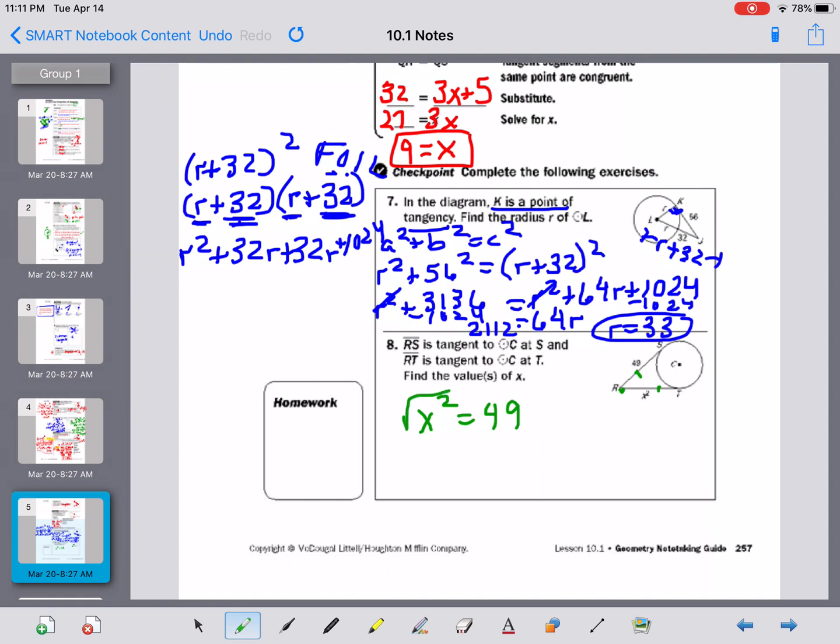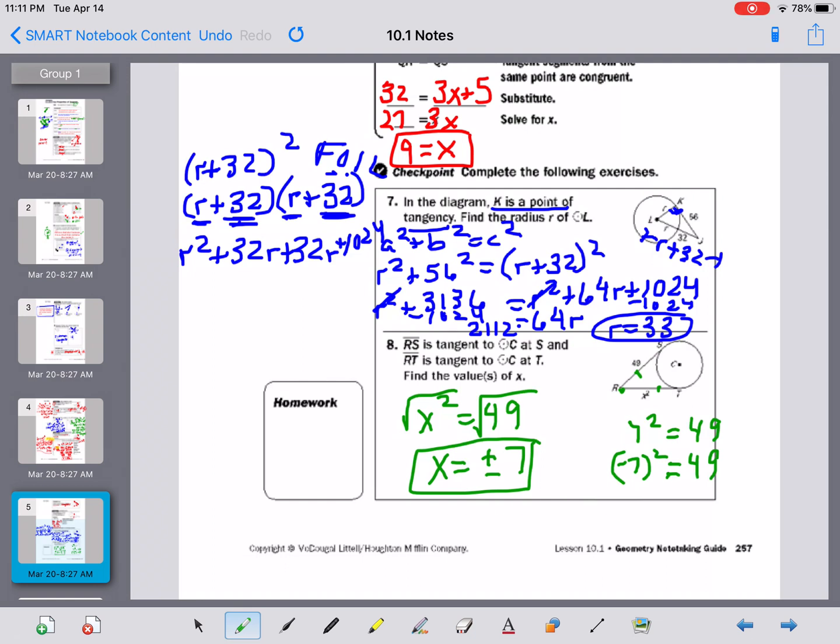Don't forget it could be plus or minus 7. I'll do a check just to make sure it works. If I plug in positive 7 and square it, I get 49. If I plug in negative 7 and square it, I still get 49. So technically on this one, both answers will work. So I'm going to get two answers there instead of just one. Always double check. Sometimes you'll get two answers and one of them won't work. So always double check those.